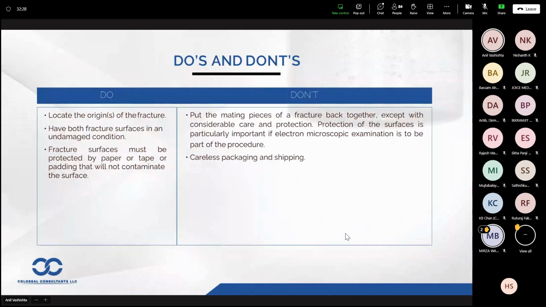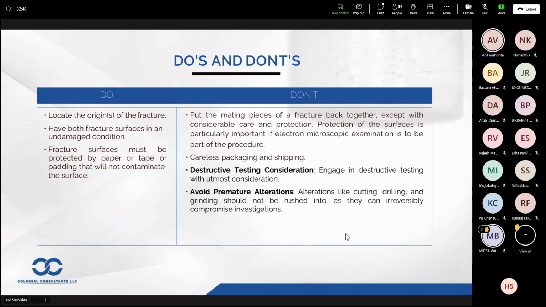And don't be careless. Make sure the destructive testing is planned in advance, because it is self-explanatory: it's destructive testing, so you can't join the material back once it is cut. Alterations like cutting and drilling should not be rushed into. Prioritize actions that can be undone or reversed. So destructive testing should be at the end.